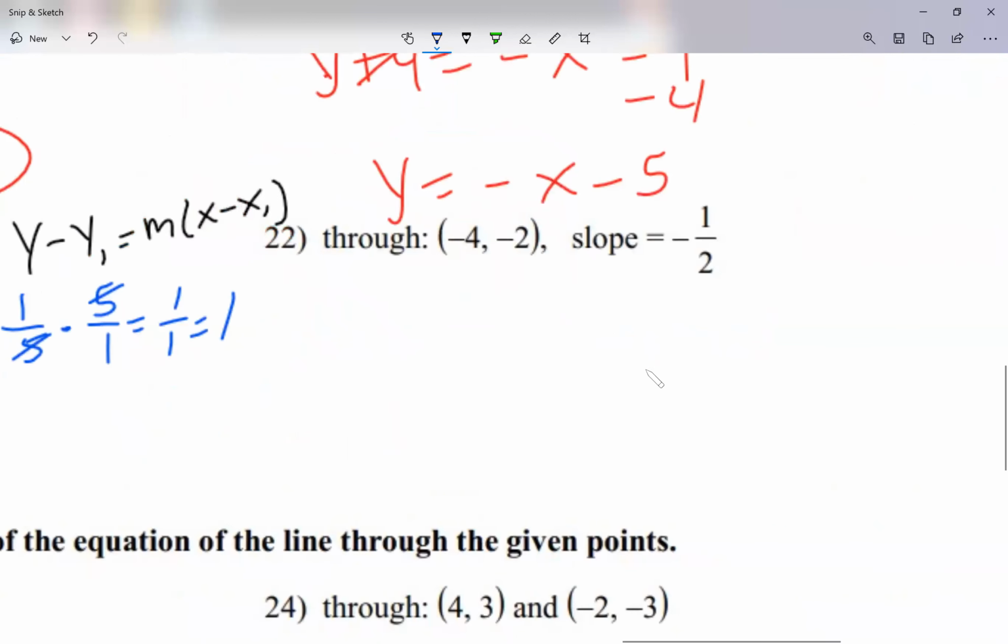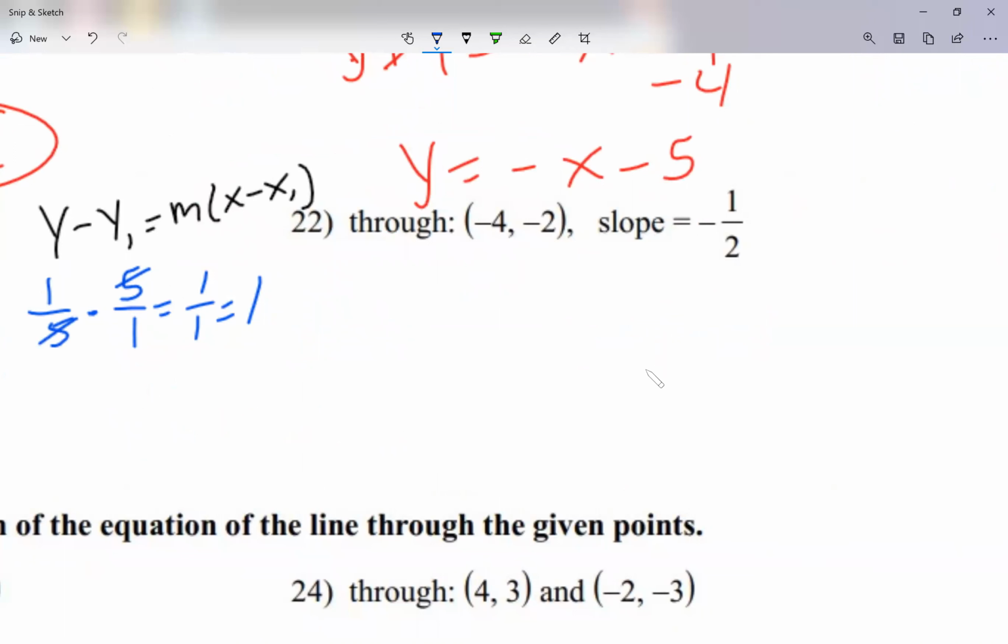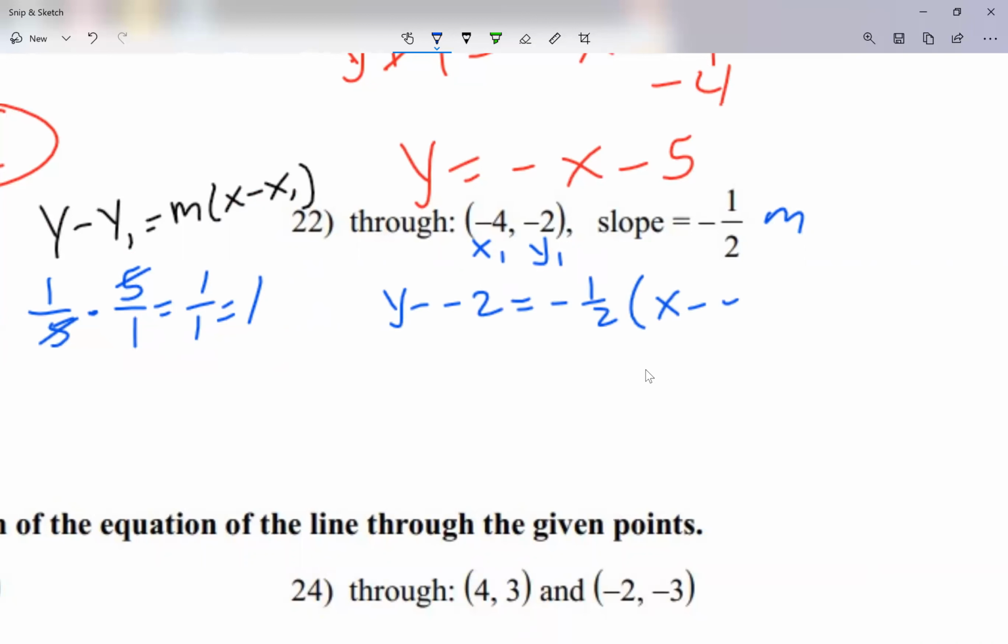Let's do another example with the slope as a fraction. I know this is my x1, this is my y1, and my slope is my m. So I'm gonna go y minus a -2. It's equal to a -1/2, and inside parentheses x minus a -4. Before I move on, I remember that two negative signs make a plus sign. So here's y plus 2, and inside the parentheses is x plus 4.